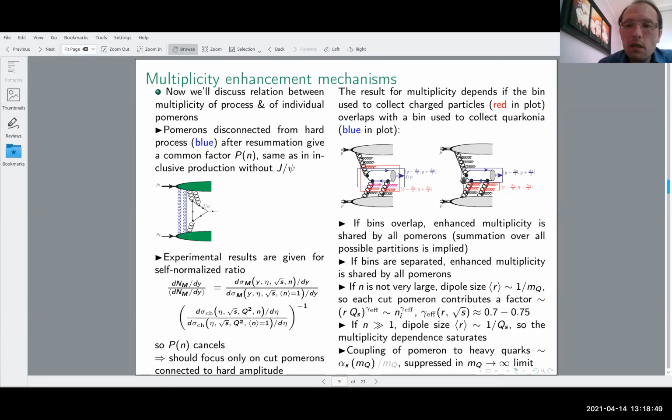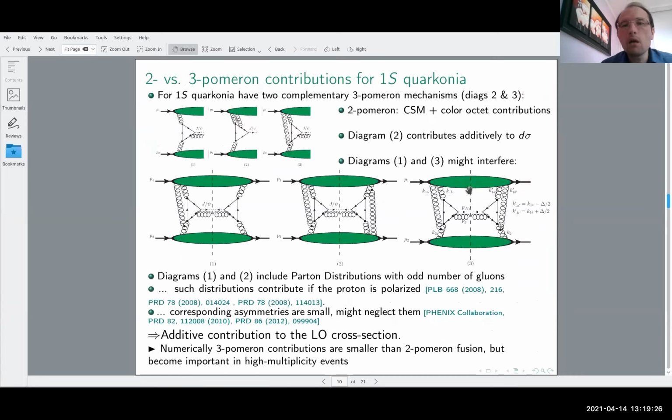The results for multiplicity dependence actually depend on the way we collect charged particles and J/psi hadrons. If we observe the situation in overlapping bins, then the enhancement of multiplicity obviously should be attributed to all Pomerons which participate in the process. In contrast, when we consider bins very well separated by rapidity, then we can clearly see that only some of the Pomerons are responsible for the enhancement of multiplicity. We know from theory that each Pomeron in high multiplicity events gives approximately a factor n to the gamma to the cross section. For this reason, clearly we expect different multiplicity dependence between what is shown in the left and right plots.